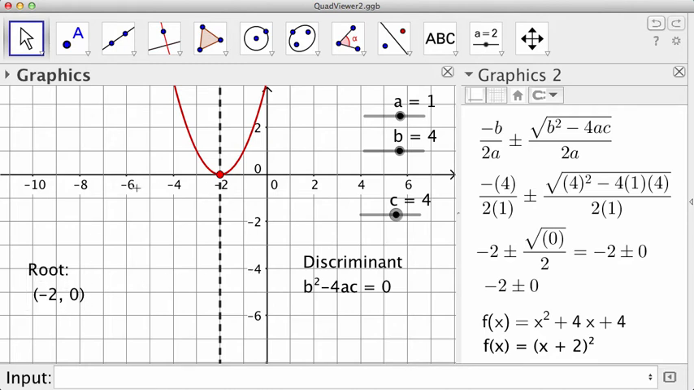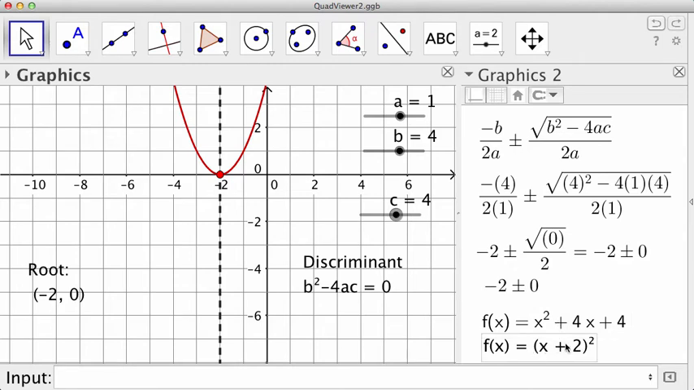It means there's only one value of x that makes this quadratic take a value of 0 when we plug it in. If we plug in x is equal to negative 2, this will turn to 0. Negative 2 squared is 4, plus 4 times negative 2 is negative 8. So we have 4 minus 8 is negative 4, plus 4 is 0. So f of x is equal to 0 when x is equal to negative 2.